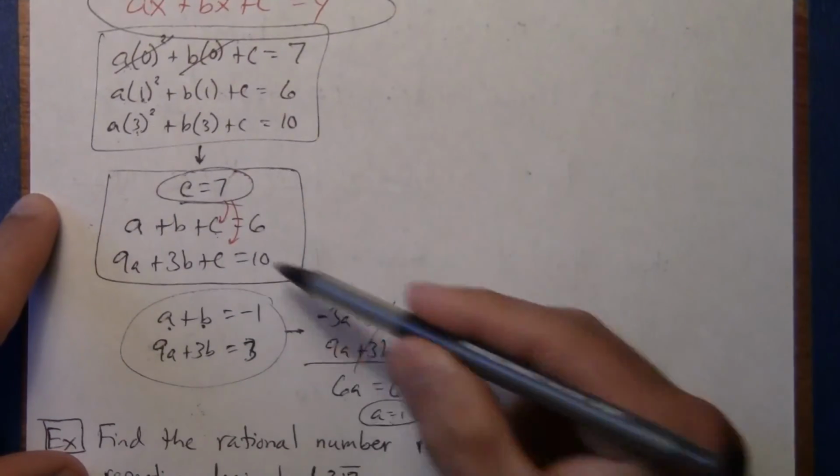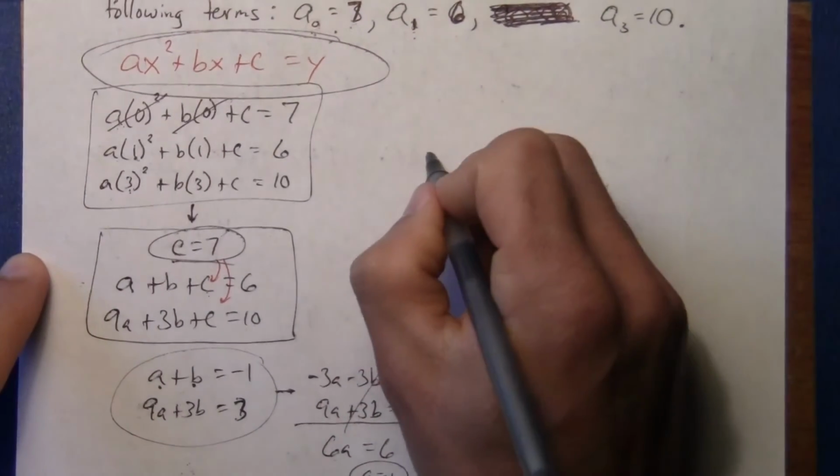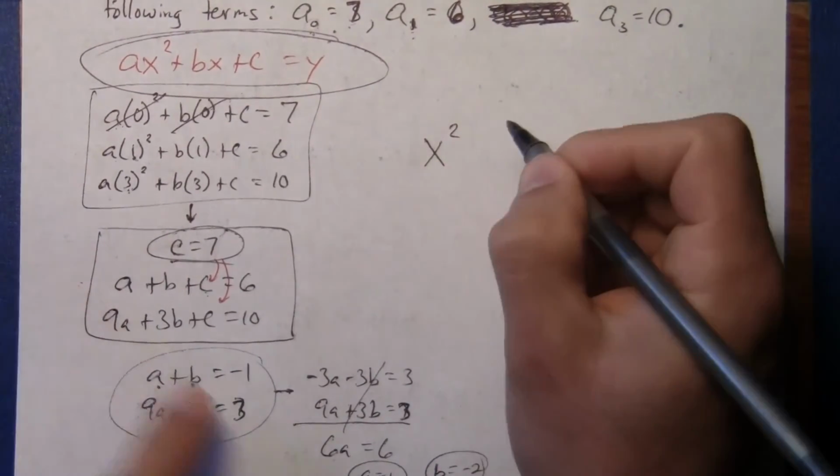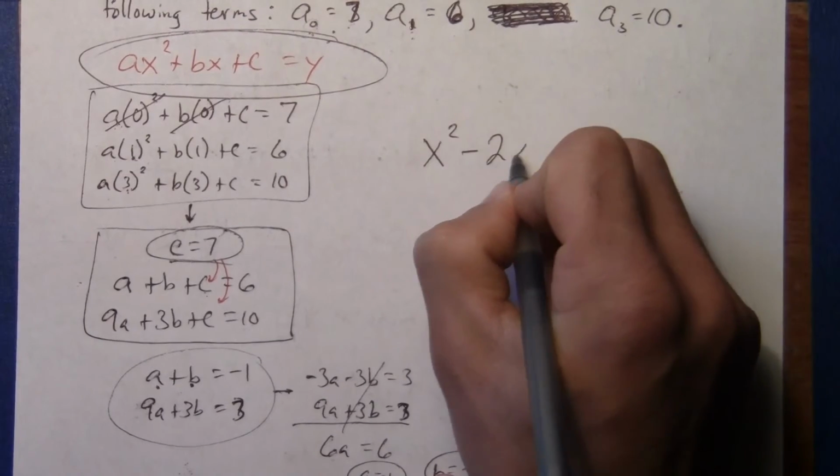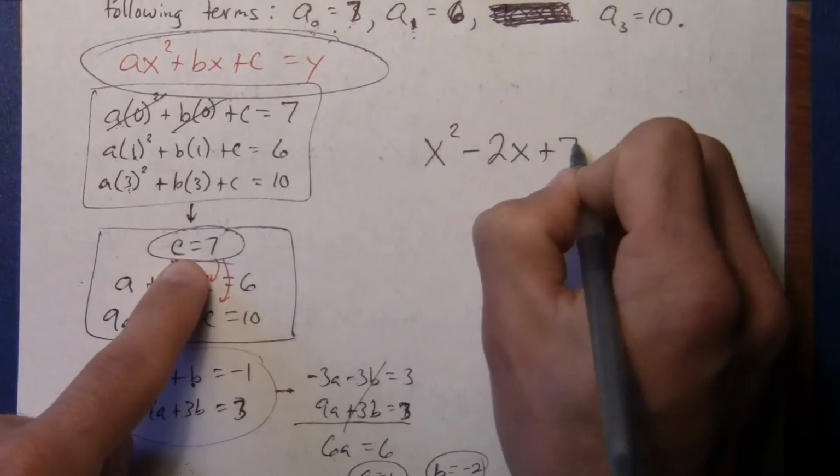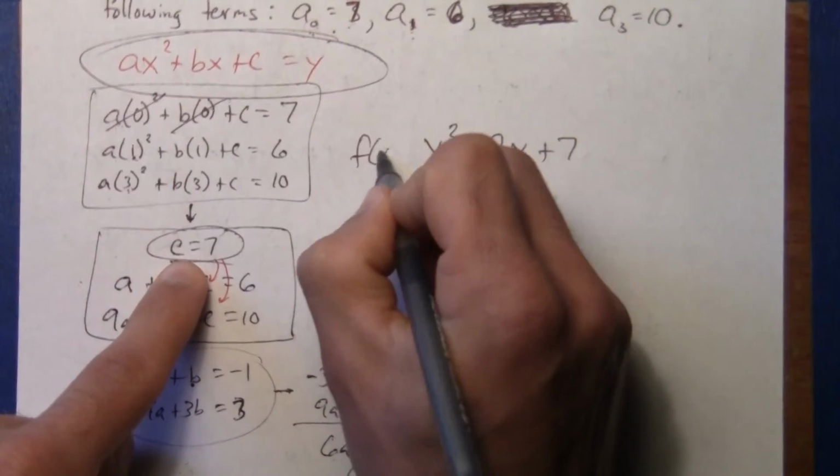And so now going back to this equation, I know exactly what it is. I just have to put in a, b, and c. So a was 1, so it's 1x squared. B was negative 2, so it's negative 2x, and c was 7. And there's what my equation is.